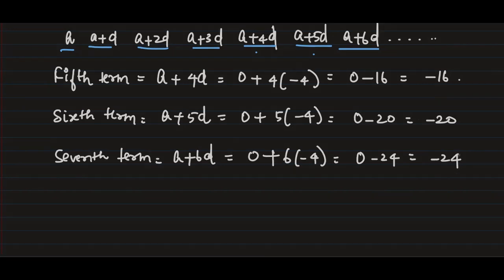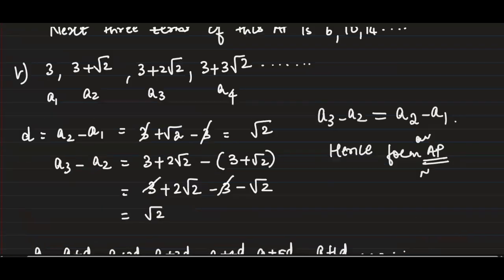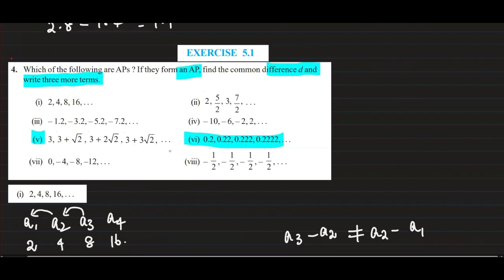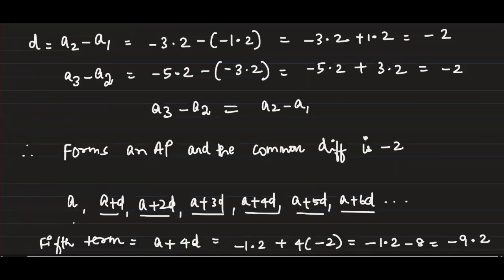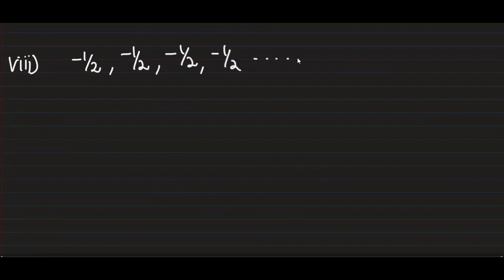Fine? Clear? Easy? Okay, now next last question. Now this is question number 8. Question number 8 is fractions one. So it's -1/2, -1/2, -1/2, -1/2, and so on. Okay, this should be a very easy one. So the series is -1/2, -1/2, -1/2, -1/2, and so on.